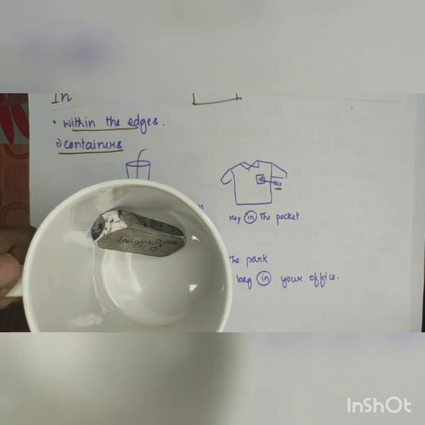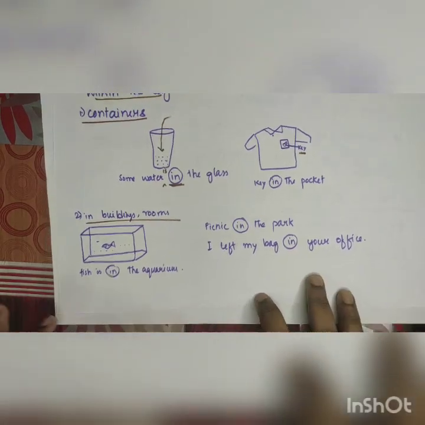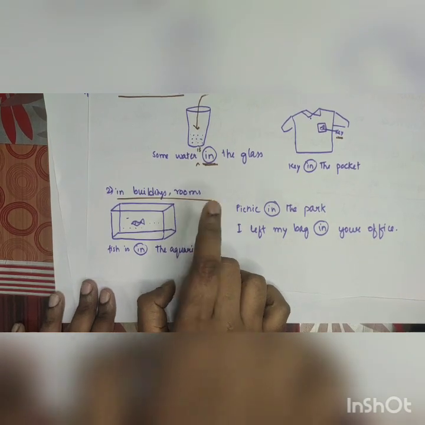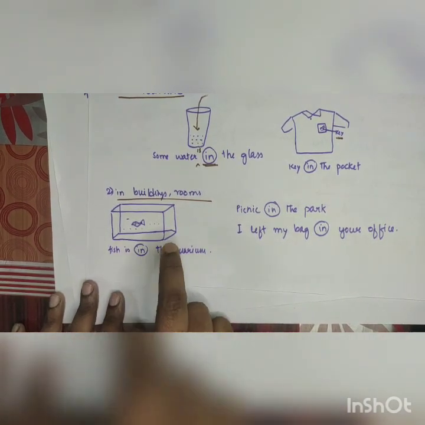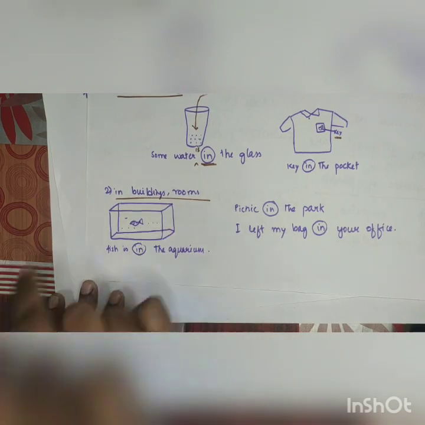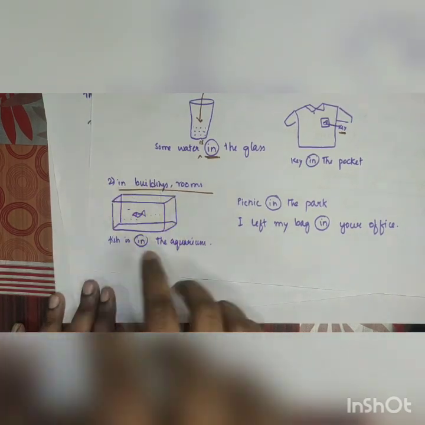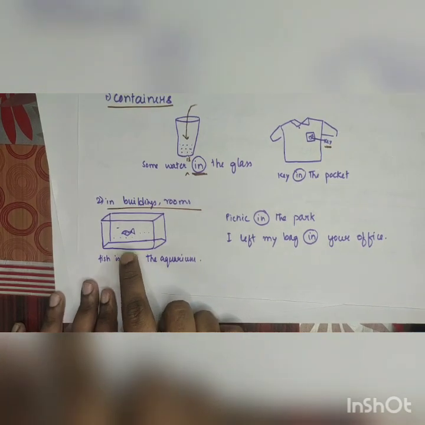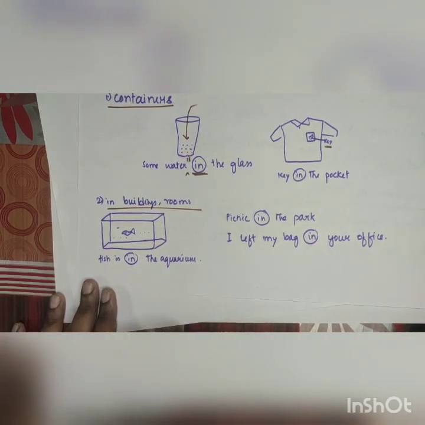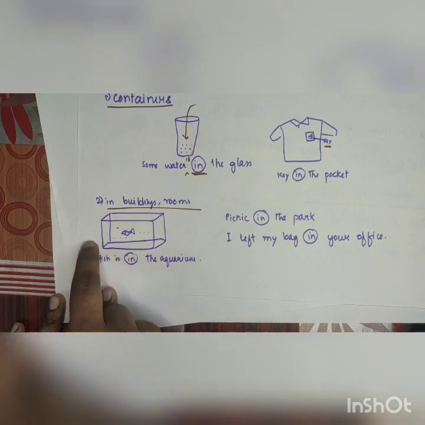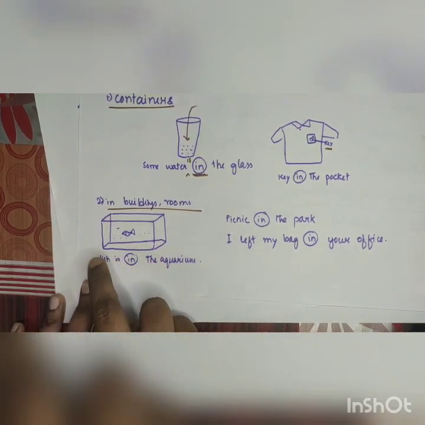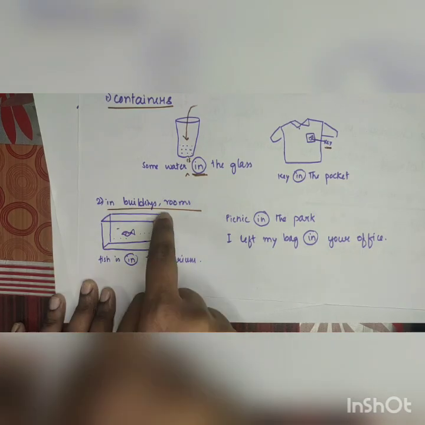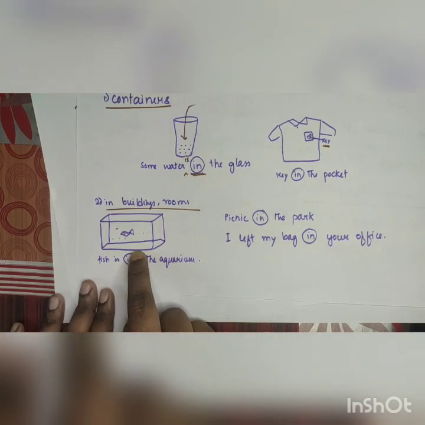Okay, you understand it? Also see, in case of buildings, rooms, we use the preposition in. The fish is in the aquarium. For a fish which is staying in our home, this aquarium is its room. So let's consider the aquarium as a room and the fish is in the aquarium. That is, it is bounded by the edges of the room. Okay.